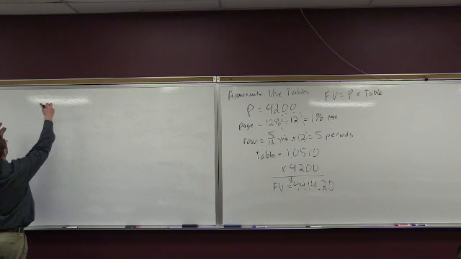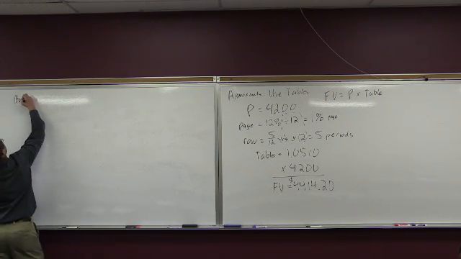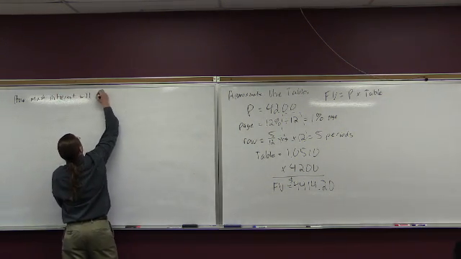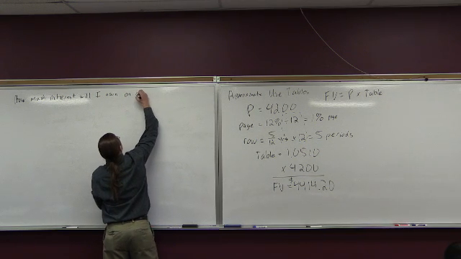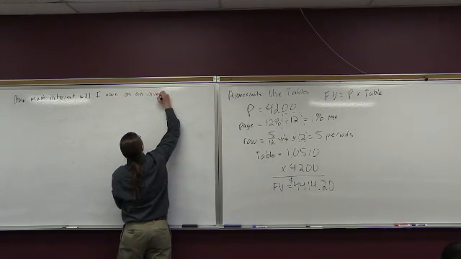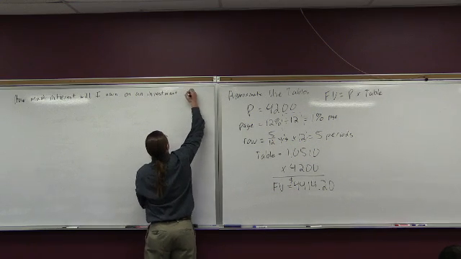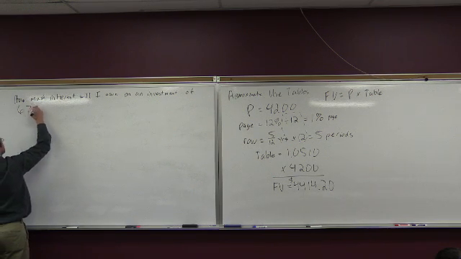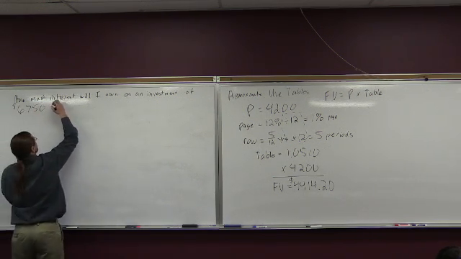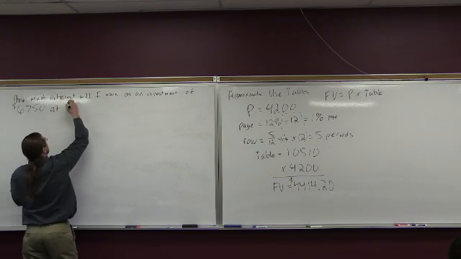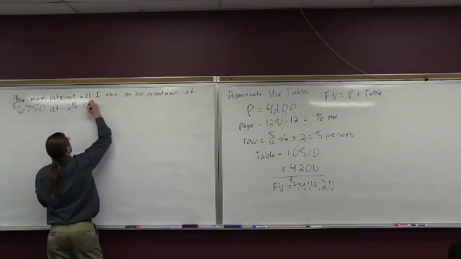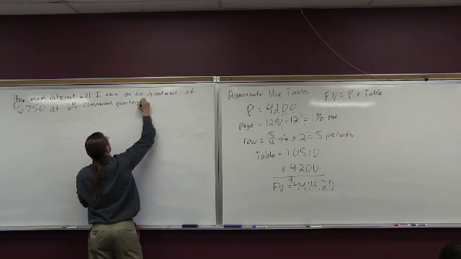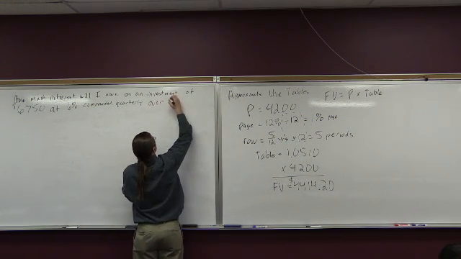All right, so how much interest will I earn on an investment of, let's say $6,750 at 6% compounded quarterly over 5 years.